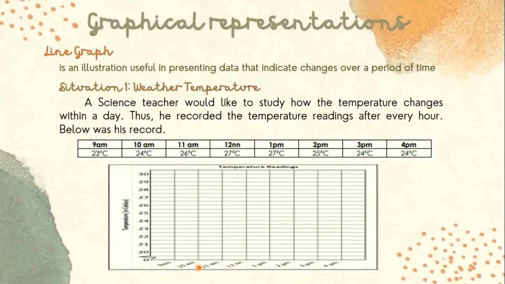Itong nasa horizontal part natin, itong x-axis, ito yung mga time readings from 9 a.m. up until 4 p.m. This is what we call the independent variable. At ito namang nasa vertical natin sa y-axis, ito yung kanyang mga temperature in degrees Celsius. Ito naman yung ating dependent variable. Meaning, nagdedepende yung temperature kada oras. Notice that we started from 0. We always start from 0.